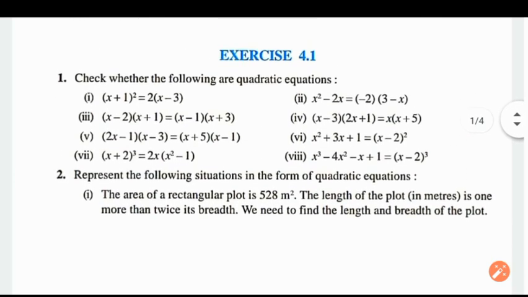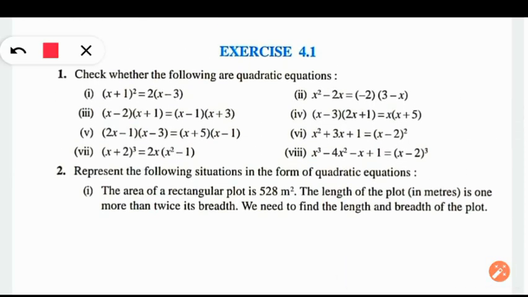What is the first question? Check whether the following are quadratic equations or not. In these 8 questions, we are required to check whether they represent a quadratic equation or not. What is the concept required? The same thing: if the coefficient of x square becomes 0, if there is no x square, then we can't say that equation is quadratic, it will be a linear equation. If there is x square, that equation is a quadratic equation.